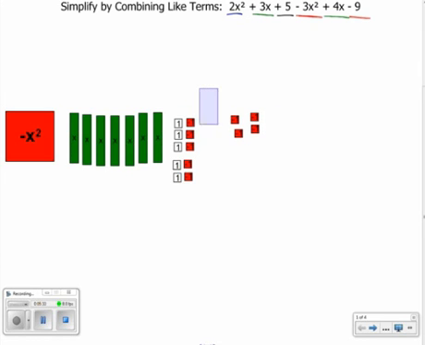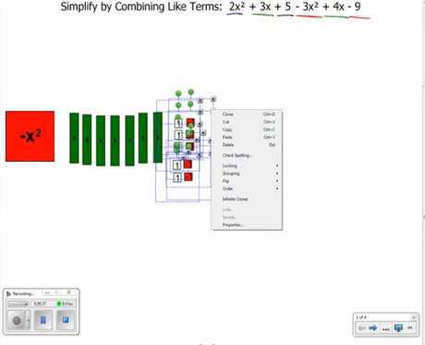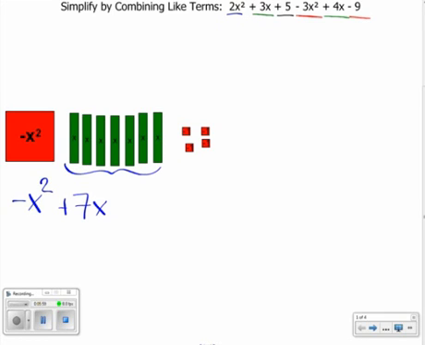So when I delete all of these 0 pairs, because they all cancel, all I'm left with is the simplified version of my original polynomial after I combine like terms. So when I combine like terms, my final simplified version is going to be negative x squared plus 7x minus 4. And that's the simplified version.